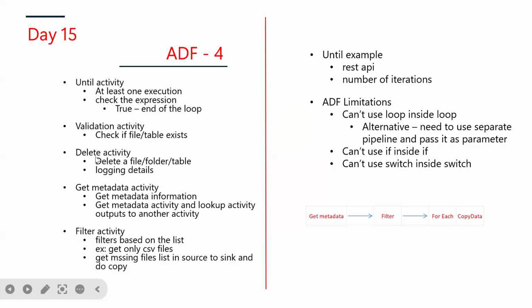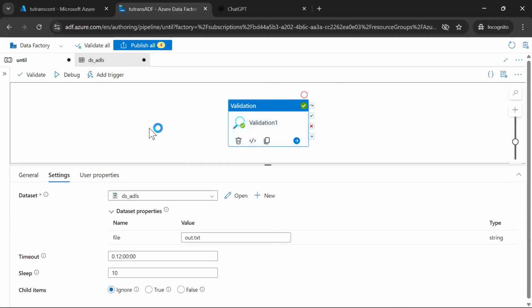Okay, and the delete activity. The delete activity is used if you want to delete a particular file, a list of files, or some directory in your ADLS. You can perform that task from ADF by using this delete activity.